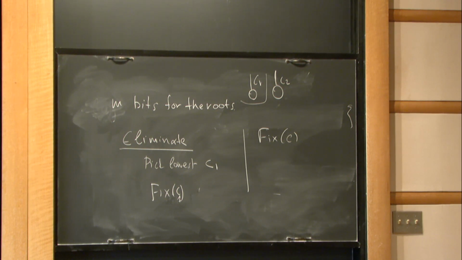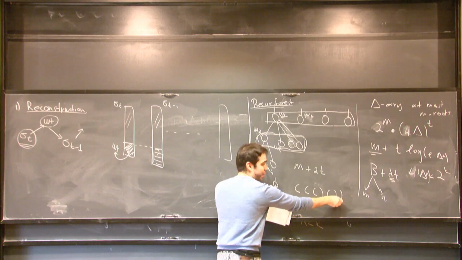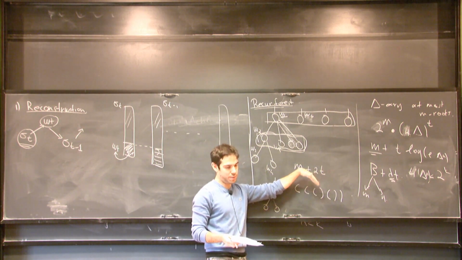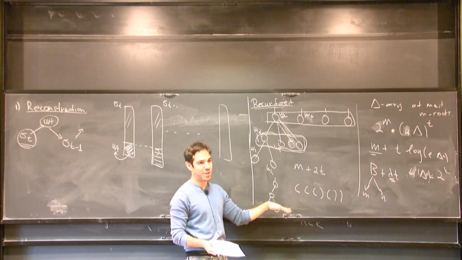So how do you encode this thing? You use m bits for the root, and then you use 2t bits to encode the structure of the tree. What do I mean by structure? If the tree looks like this, I want to encode the structure without the labels. So I write down something like: opening parenthesis, opening parenthesis, opening parenthesis, closing parenthesis, opening parenthesis, closing parenthesis, closing parenthesis. I use this DFS parenthesis trick to use 2t bits to encode the unlabeled structure of these trees.